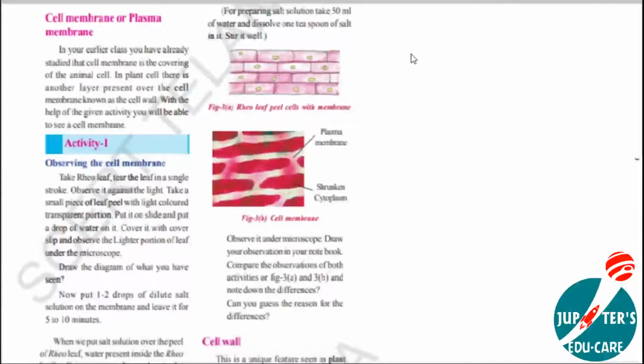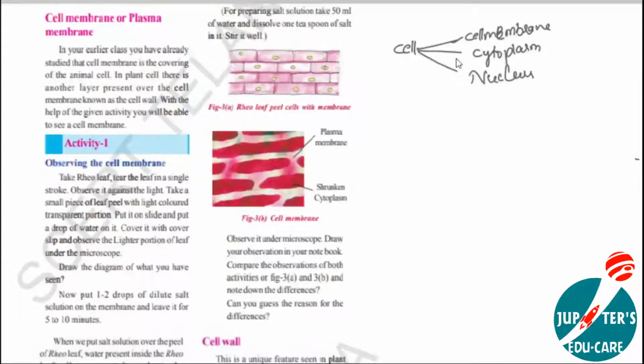Cell membrane or plasma membrane. So we are discussing the cell as a structure and function. In that, we have already discussed that a cell consists of mainly three parts: cell membrane, cytoplasm, and nucleus. Now we'll discuss the cell membrane.